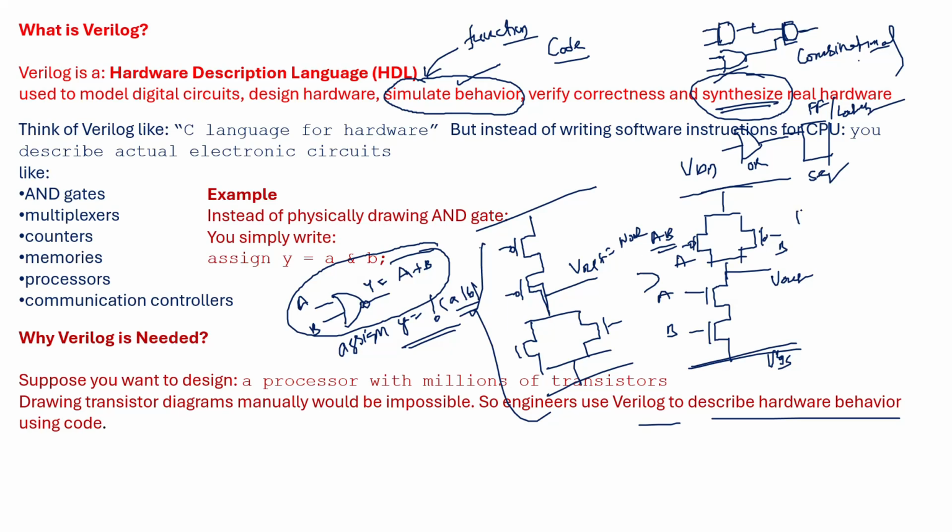See, PMOS is one type of transistor, and NMOS is the other type of transistor. Combining these two, we will get CMOS. A transistor acts like a switch, and that switch gives you the operation we are writing. For example, instead of physically drawing this AND gate, we are writing simple code like assign y equal to a and b. That is the thing we are writing.